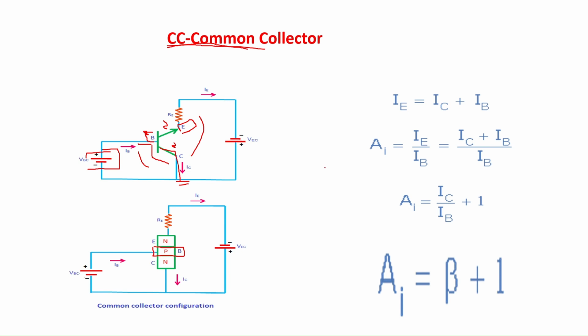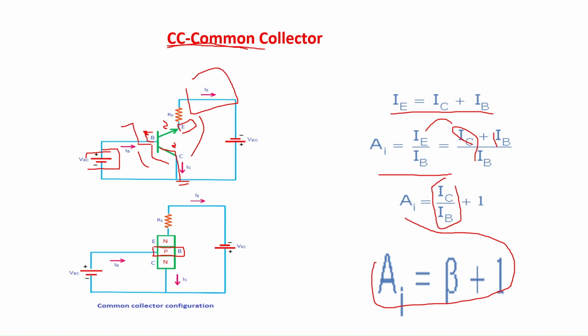The current gain of common collector configuration is given as IE divided by IB because the output current is IE and the input current is IB. We know this relation IE equal to IC plus IB. So instead of IE, we are substituting IC and IB. This IB is common for this term as well as this term. So IC divided by IB plus 1. We know IC divided by IB is nothing but beta. So the gain equal to beta plus 1. For common collector configuration, the current gain could also be denoted as gamma. So gamma equal to beta plus 1.